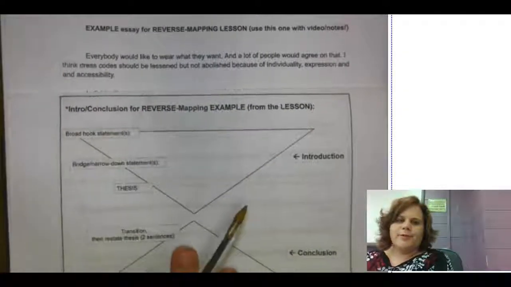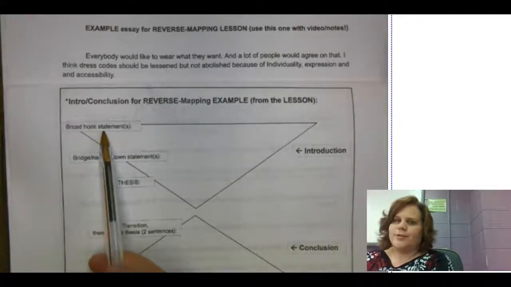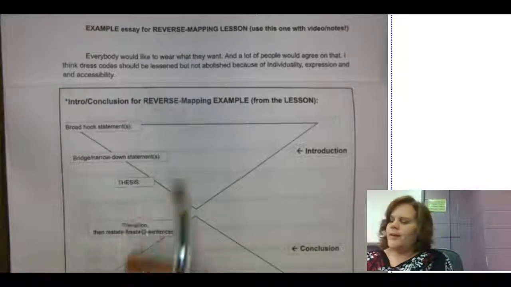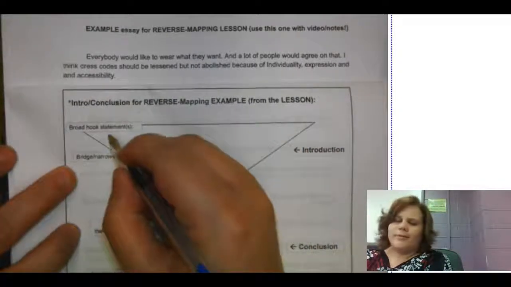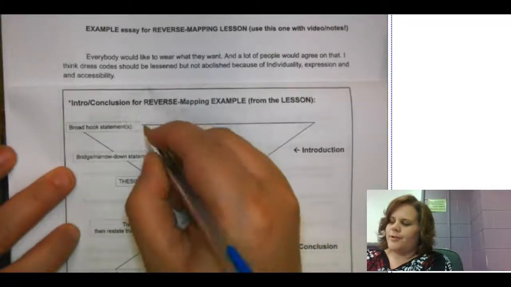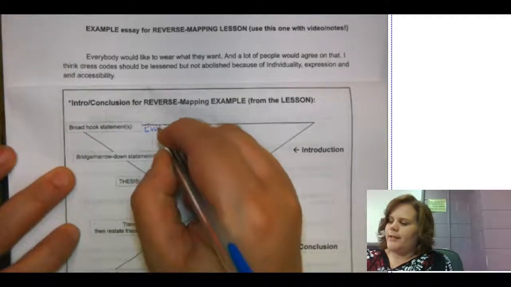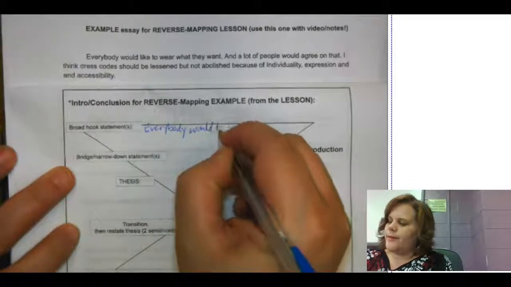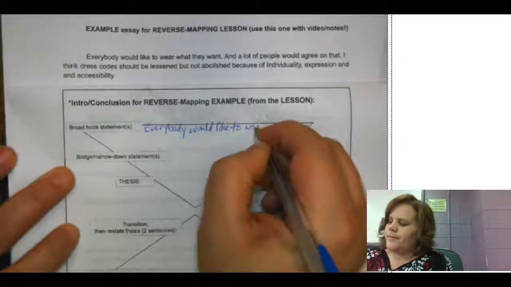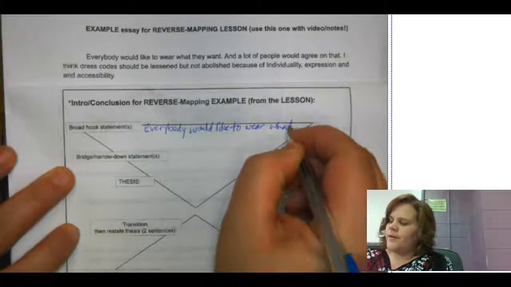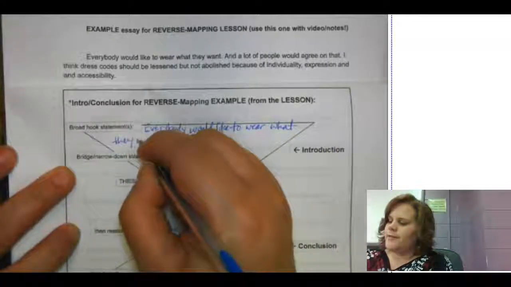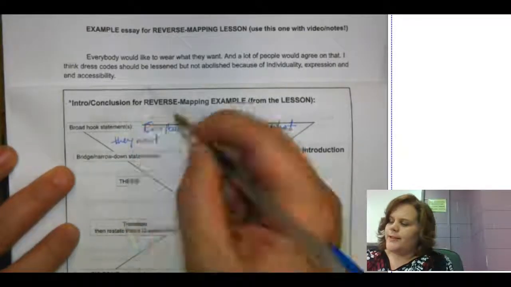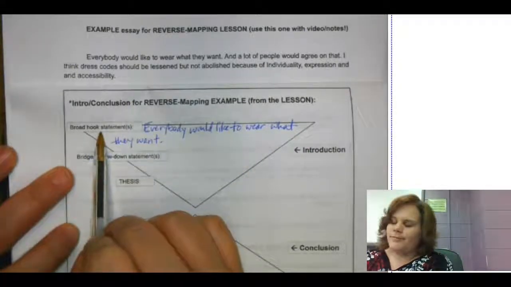Your introduction is supposed to have a broad hook statement that's not just your thesis, something to narrow down the statement, and then your thesis. So this one has something, and you need to literally write it just to make sure it fits. So everybody would like to wear what they want. Even if it's maybe not your favorite sentence in the whole world, it is an attempt at a hook, so we're going to put it right there.